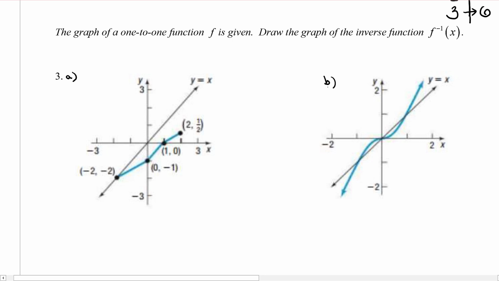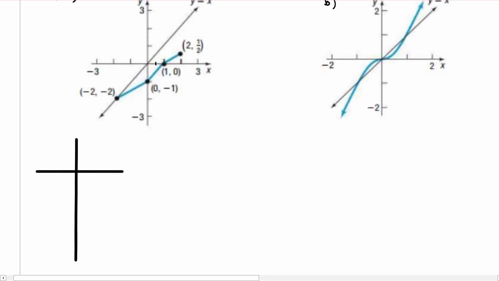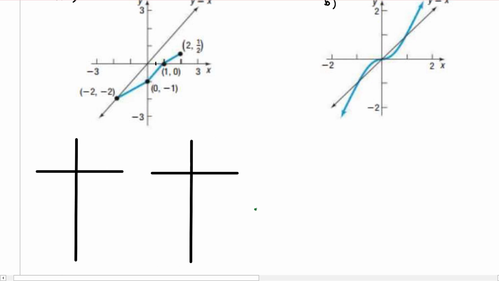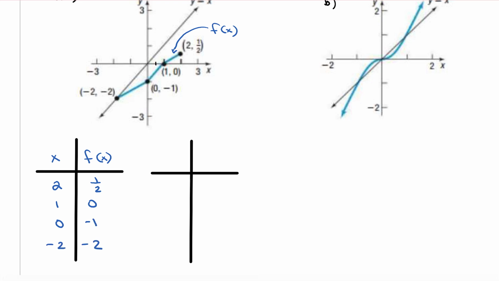Let's call this 3a and 3b, okay? For letter A, I'm going to do a table, but I'm going to use the values that were already given to me inside the graph. This blue function here, I'm going to refer to as f of x. Why don't I write down the points that were given to me here in this table of values? So I had 2, 1/2; 1, 0; 0, -1; -2, -2.